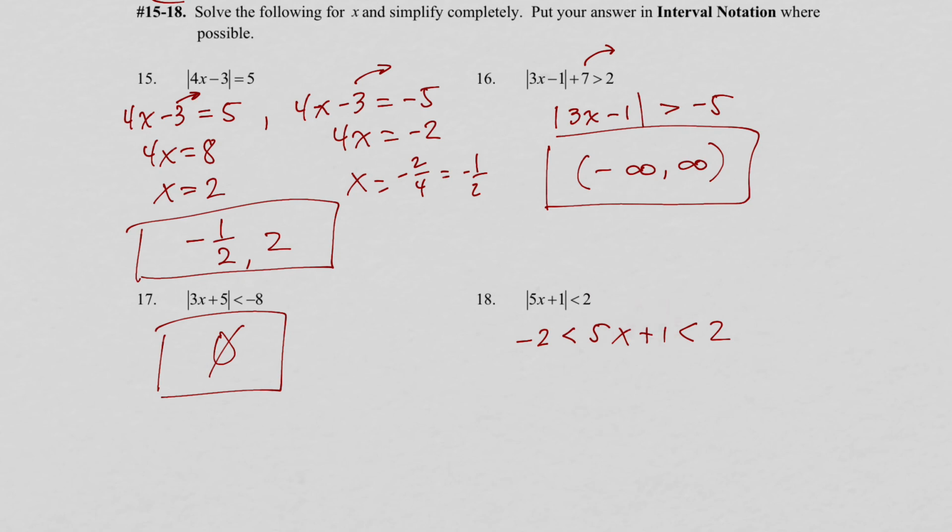So the first thing we're going to do is get rid of the 1 by moving it to each side. Negative 2 minus 1 is negative 3. And 2 minus 1 is 1. And then we're going to divide by 5.